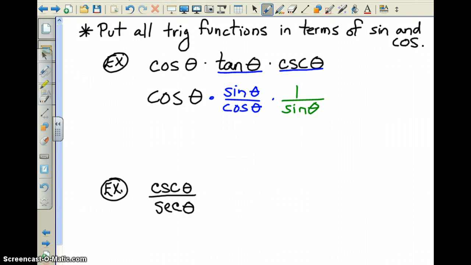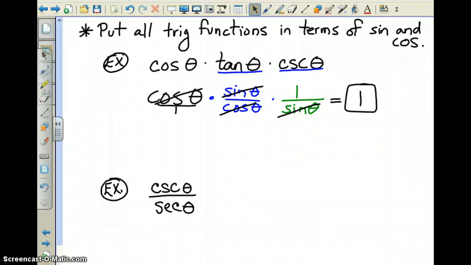So now I'm multiplying these three fractions together. I can cancel out things that are on the top and bottom. So sin and sin, boop, boop. Cos and cos, boop, boop. And when I multiply all these together, I get 1. So this is saying no matter what angle I pick for theta, when I do the cos of that angle times the tan of that angle times the csc of that angle, I will always get 1, no matter what angle I have.